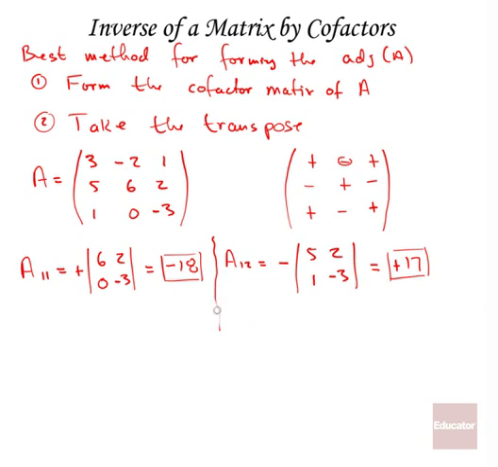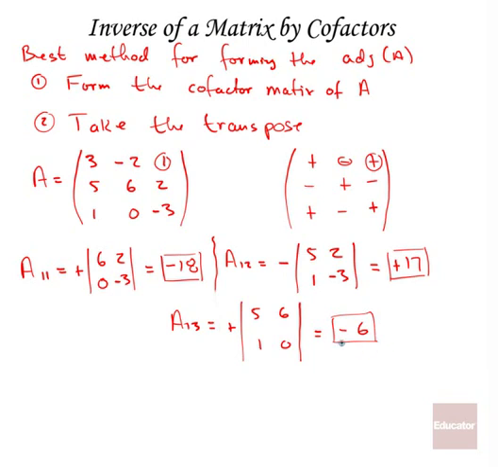Let me erase some of this so I can do it right underneath. A13: we're still in the first row, third column. It's positive. When I knock out the row and the column that entry is in, I'm left with 5, 6, 1, 0. 5 times 0 is 0, minus 6 times 1, so it's -6.